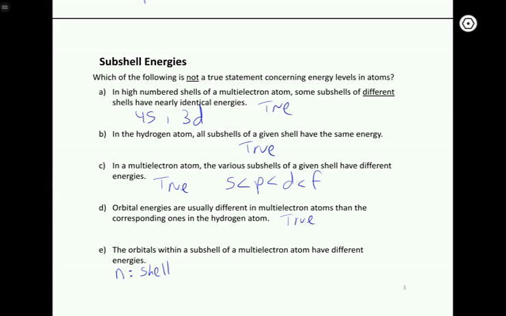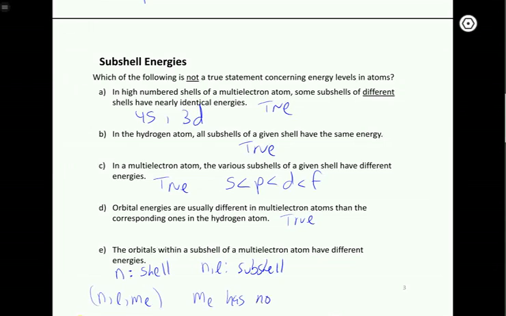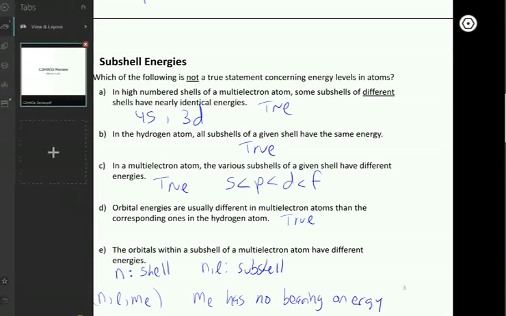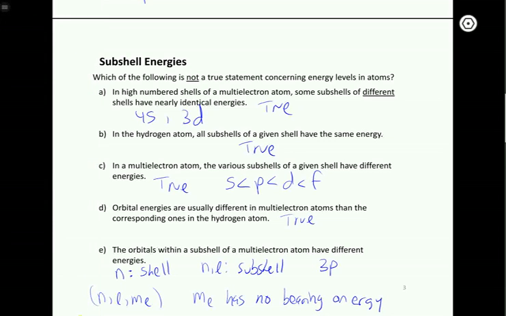And then in multi-electron atoms, if we have n and l, that's the subshell, and that's going to determine the energy for multi-electron atoms. And if we have individual orbitals, that's a value of n, l, and m sub l together. Remember that the value of m sub l has no bearing on energy. So what this means is that in a given subshell, all the orbitals have the same energy. For example, if we have the 3p subshell, we have 3 individual orbitals in this subshell, and all 3 of those have the same energy.